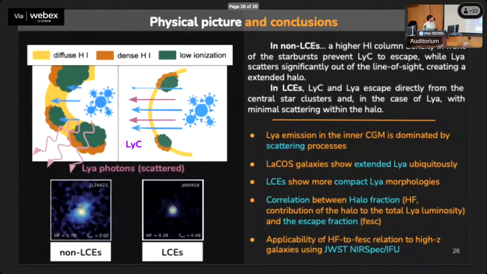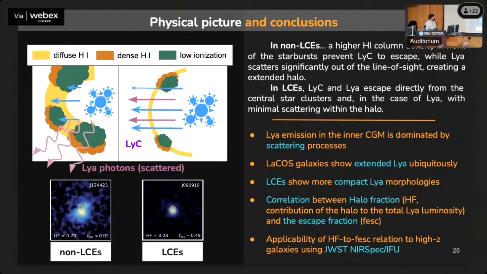So we build up the following physical picture. For non-emitters, so galaxies in which the escape fraction is low, what we see is that these galaxies are usually surrounded by a high column density of neutral gas. That means that the ionizing photons, here represented in blue, get absorbed within the ISM, and the Lyman alpha photons scatter out of the line of sight, and they produce a bigger halo.